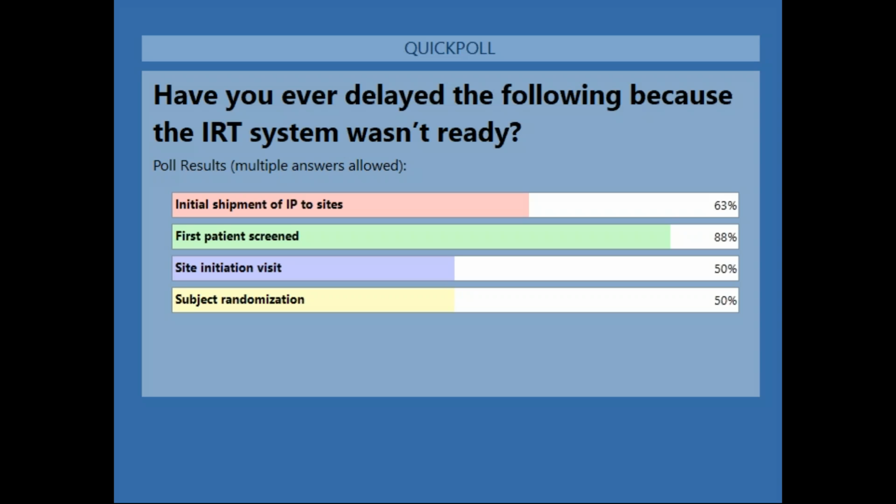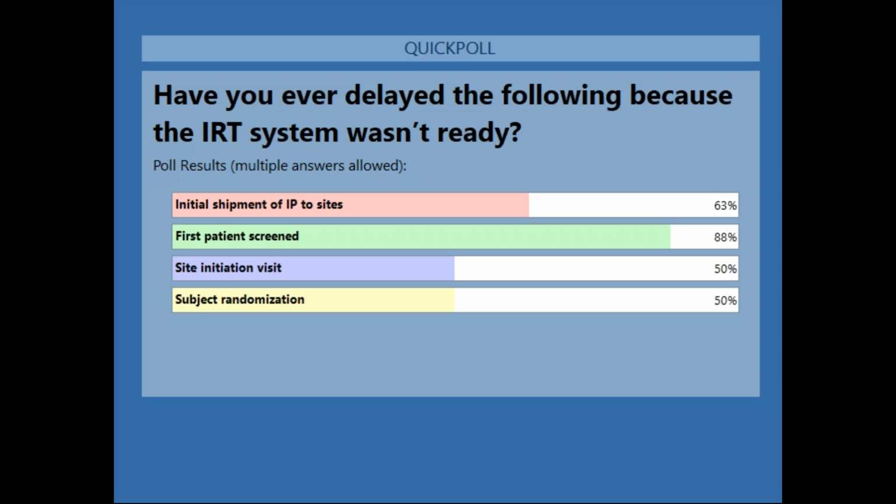And wow, we as an industry in the IRT world, we need to do better. It's not okay for us to look at these numbers and see that more than half of you have had all of these things happen to you and create delays in your studies, especially something like randomization, first patient screened, where we're really impacting patients and their ability to receive medication.